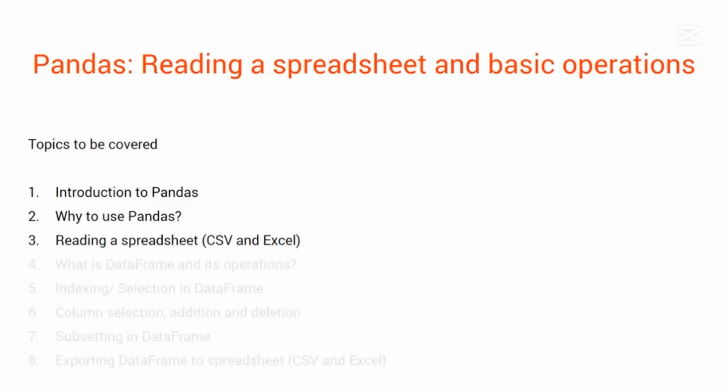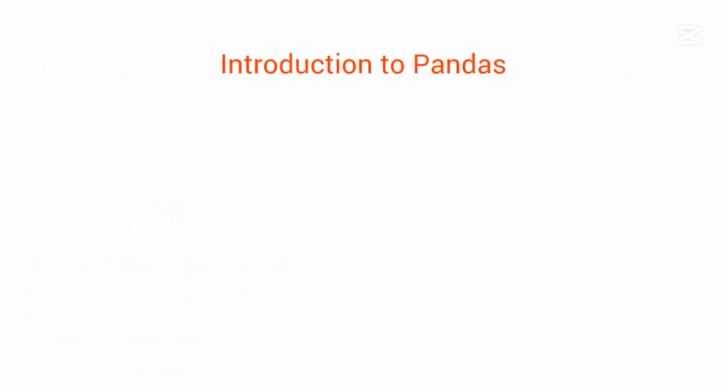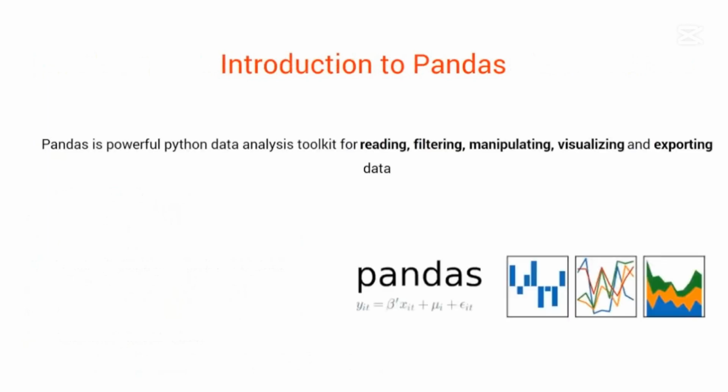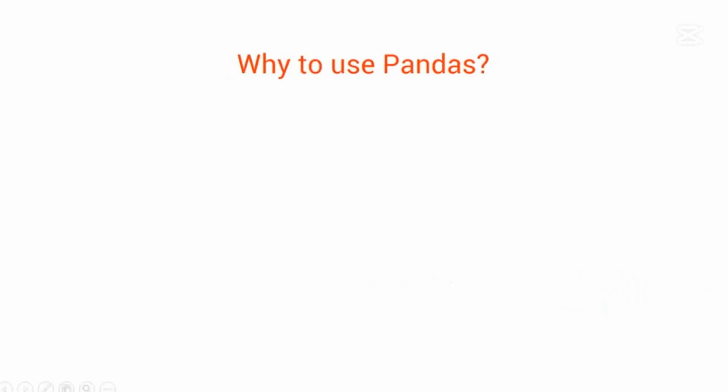Let's get started. So what is pandas? As it turns out, pandas is a very powerful and widely used library in Python for reading, filtering, manipulating and exporting data. That means it is a library which can perform all the functions required for processing data, and that too very efficiently. But then why should we only use pandas and not another library for the same task?